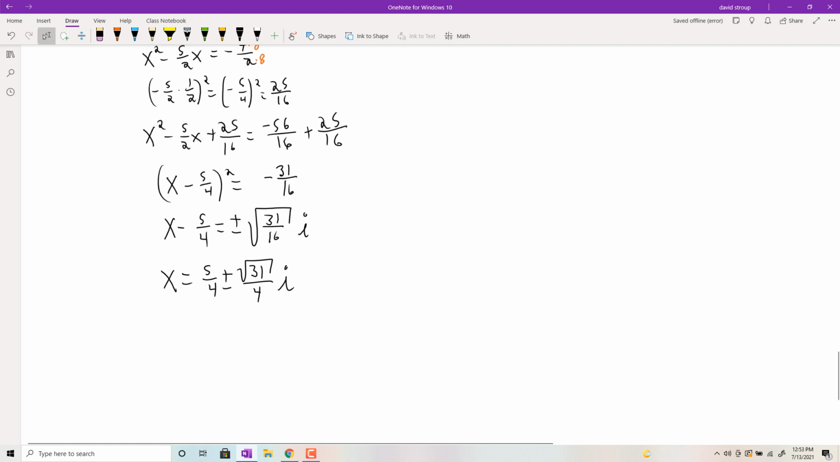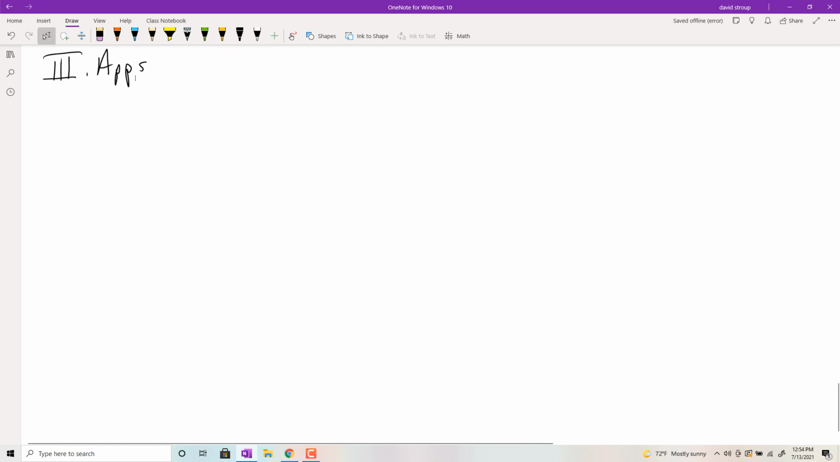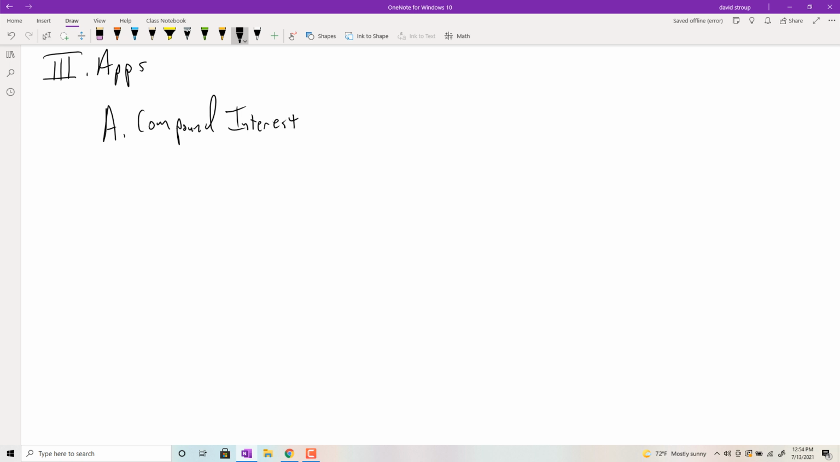Okay, great. Let's look at some applications. So we can use these in interest problems. So we have this formula for compound interest. I won't go through how it's developed, but it is very interesting. If you go into finance or business, you're going to need to know about this thing.